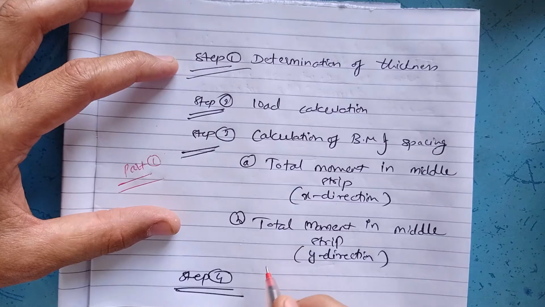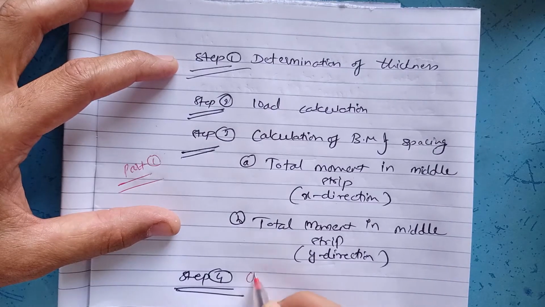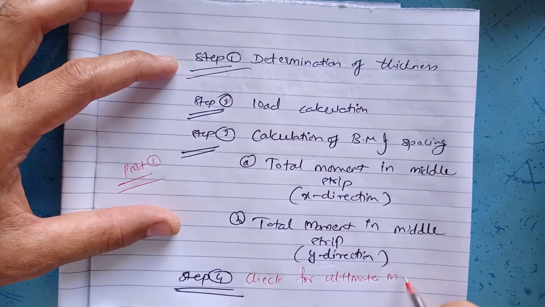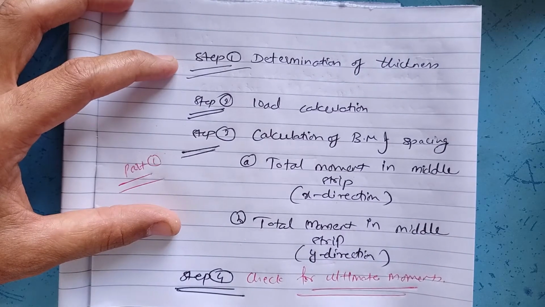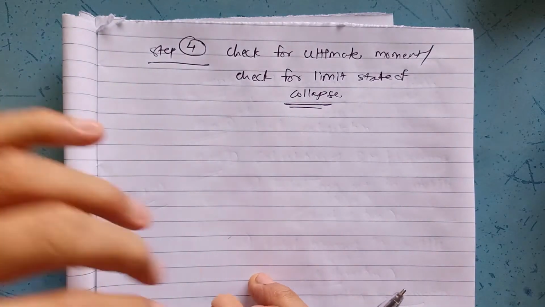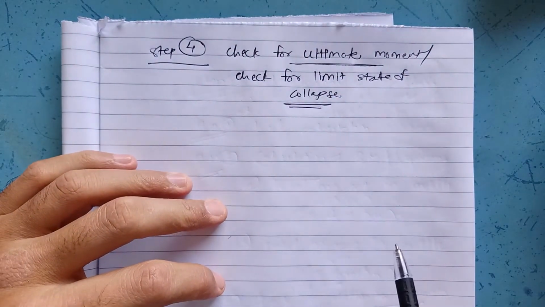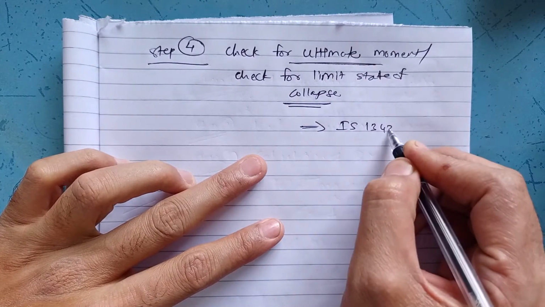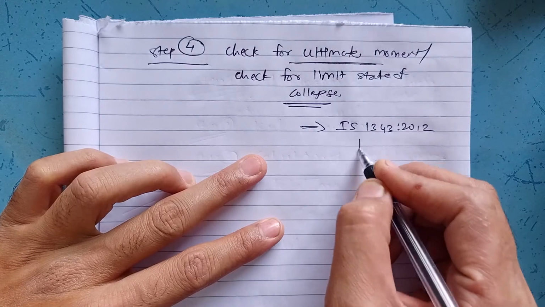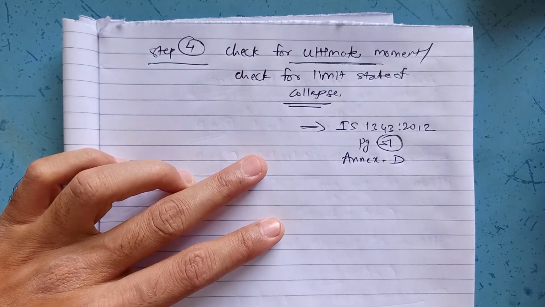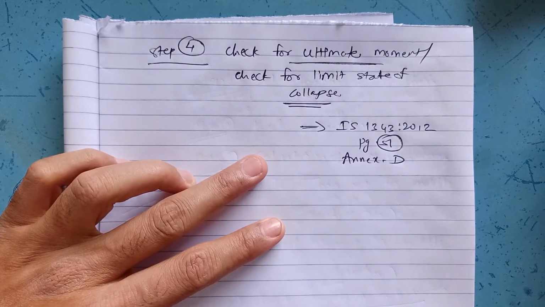Now we will be moving towards step number 4, check for ultimate moments, or you can say check for the limit state of collapse. Now this check we can give with the help of the equation given in IS 1343-2012, page number 51, annexure D.